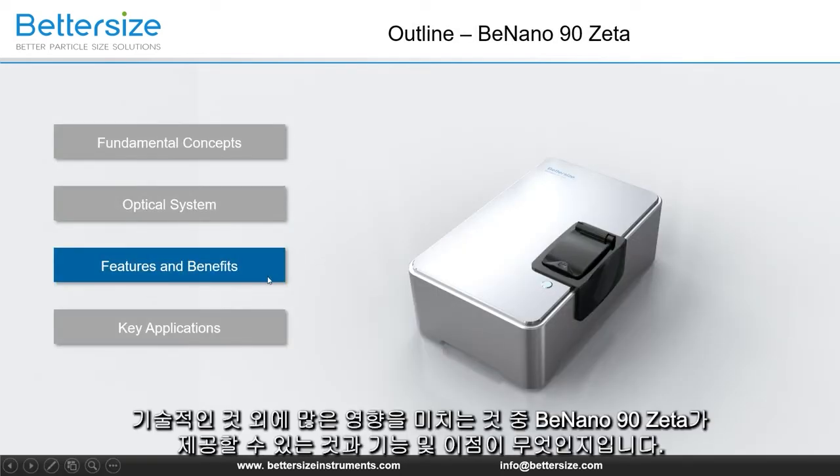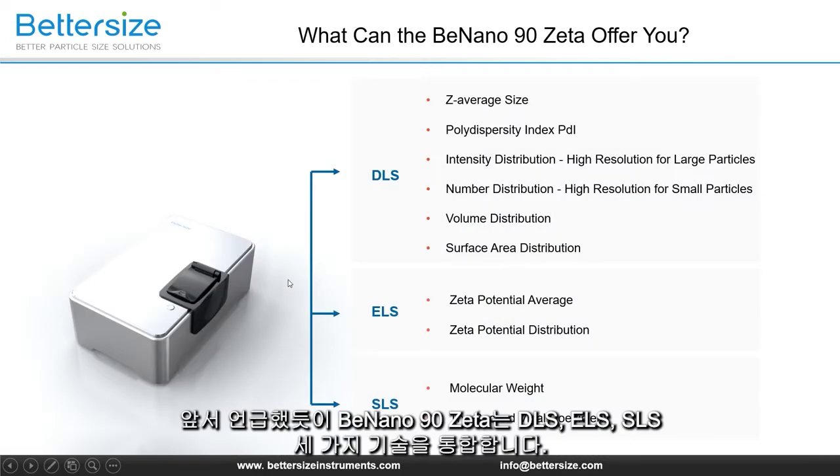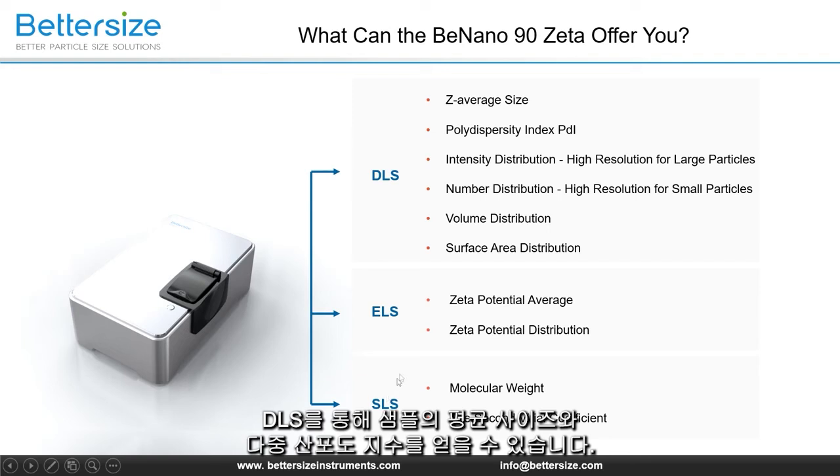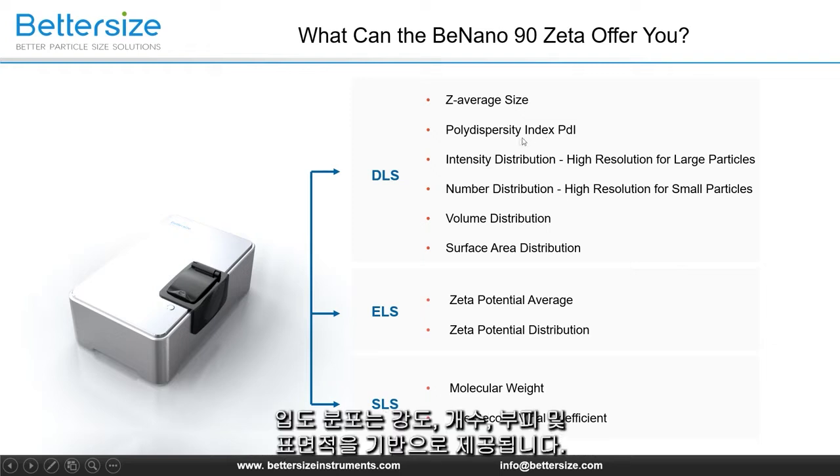Besides the technical things, the true concern is what the BeNano 90 Zeta can offer you, and what the features and benefits are. As I have mentioned, the BeNano 90 Zeta integrates 3 technologies: DLS, ELS, and SLS. Through DLS, you can get the average size and polydispersity index of your sample. The size distribution can be provided based on the intensity, number, volume, and surface area.